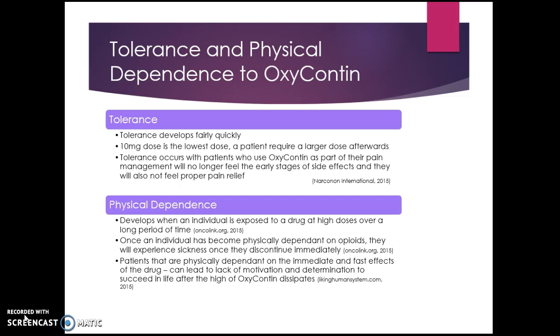Physical dependence develops when an individual is exposed to a drug at a higher dose over a longer period of time. Once an individual has become physically dependent on opioids, they will experience sickness once they discontinue immediately. Patients that are dependent on the immediate and fast effects of the drug can lose motivation and determination to succeed in life after the high of OxyContin dissipates. So there you see physical dependence, and we touch base on psychological dependence in regards to the lack of motivation and determination.